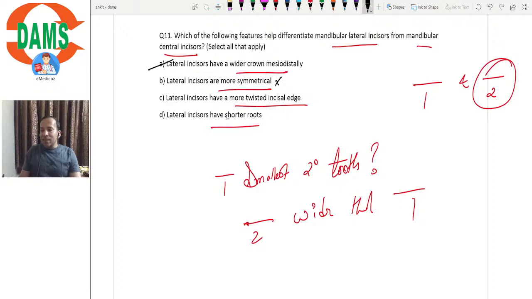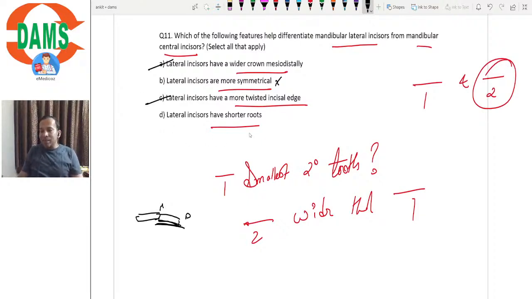Option C says lateral incisors have a more twisted incisal edge. That too we have discussed in the previous question, that lateral incisors are twisted on their axis, so that their incisal edge seems to bend distally, isn't it? If the central incisor is like this, then the lateral incisor is bent slightly distally. This is mesial, this is distal. So its incisal edge appears to bend distally, or the crown appears to twist distally, isn't it? So option C is also correct.